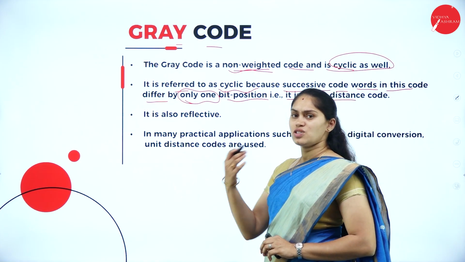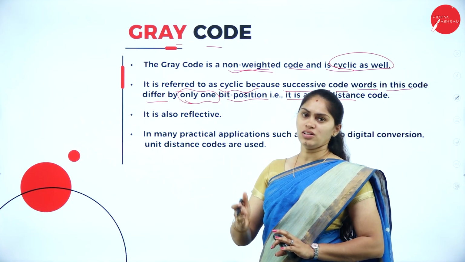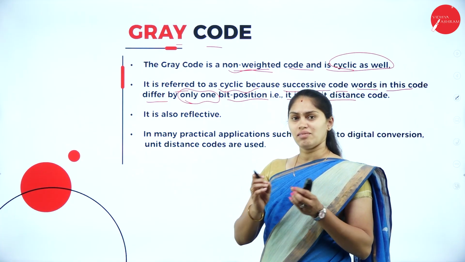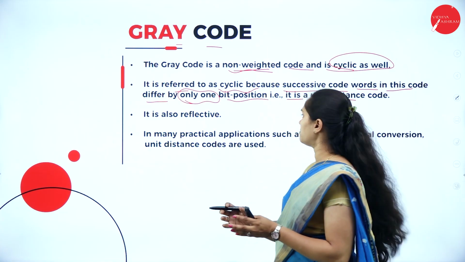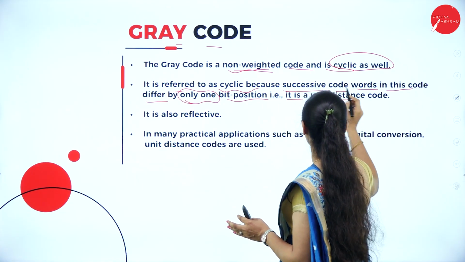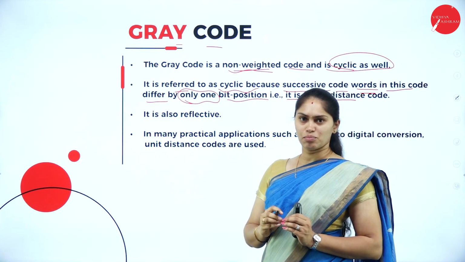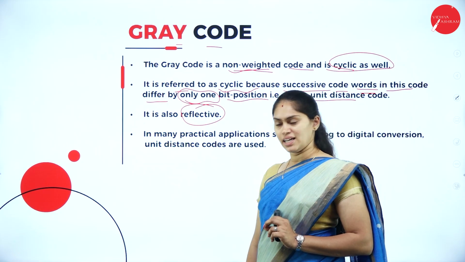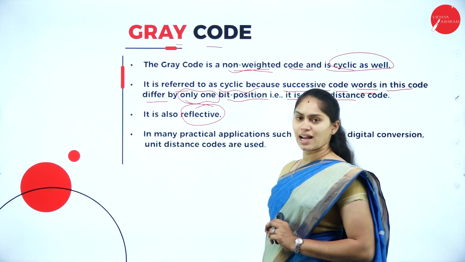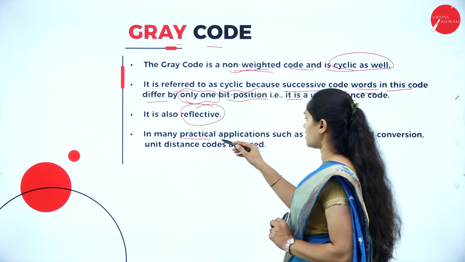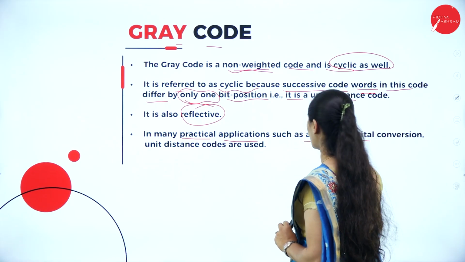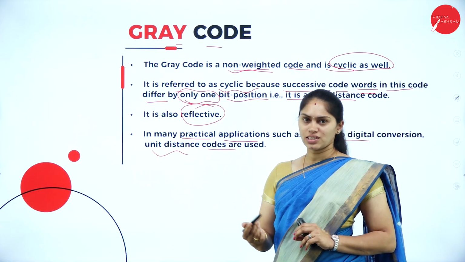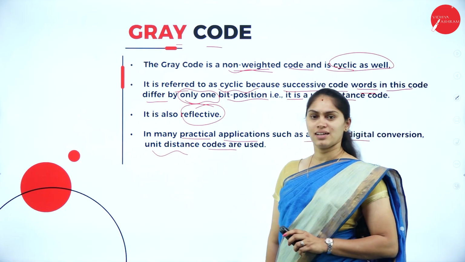If the previous code is 000, the next code will be 001, so there will be only one bit change in this particular type of code, and we also call it reflective in nature. Where do we use Gray code? It is used in many practical applications like analog to digital conversion and unit distance measurement. In all those kinds of things, we use Gray code.